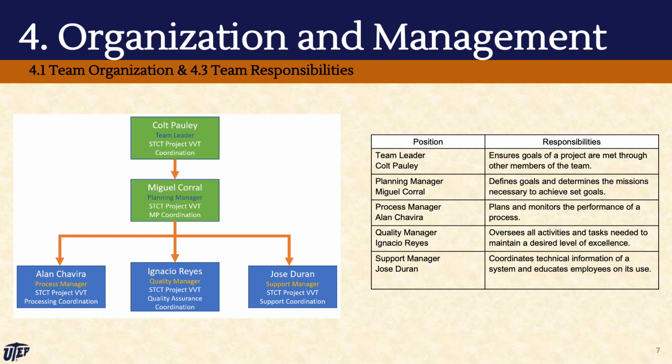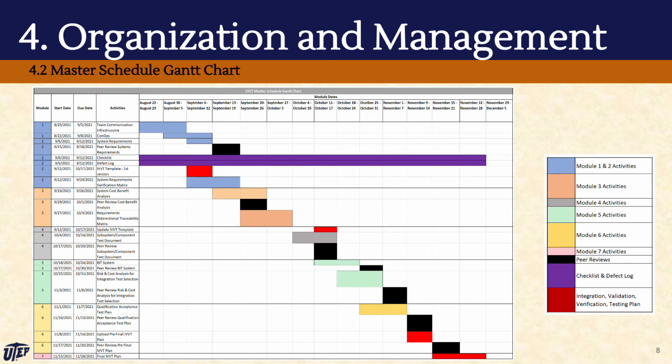In this master schedule Gantt chart, we have the IVVT activities and milestones, their corresponding module, their start date, and their due date. Our project lasted 14 weeks where we conducted 23 different IVVT activities and events throughout 7 modules. Each module activity and event are color-coded, and they are identified in the key chart. Most module IVVT activities lasted 1 week to complete.